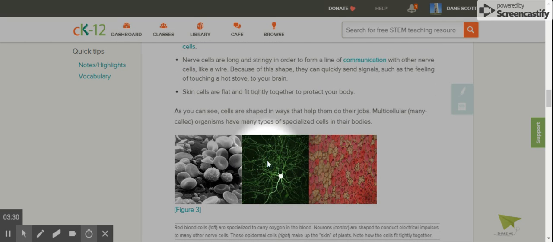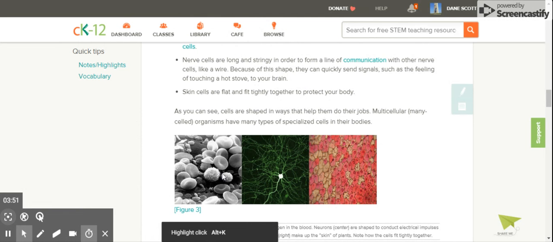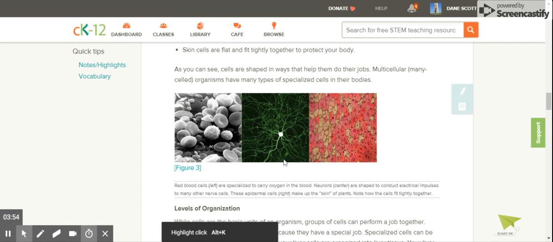Nerve cells are long and stringy in order to form a line of communication with other nerve cells like a wire. Because of this shape, they can quickly send signals, such as the feeling of touching a hot stove, to your brain. Skin cells are flat and fit tightly together to protect your body. As you can see, cells are shaped in ways that help them do their jobs. Multicellular, many-celled organisms have many types of specialized cells in their bodies. Here we have the blood, again, the nerve cells, and the skin cells.